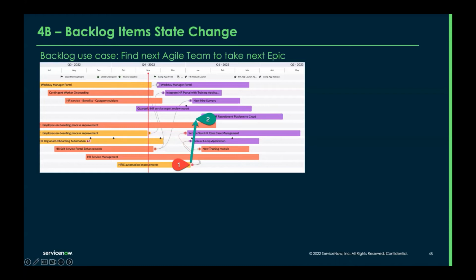All right, next item is backlog state change. This is an example where you're going to want to say, hey, I found something, I want to move it onto my roadmap, right? I need something new. And this example here is the HRIS automation Epic we talked about. It's coming to an end.